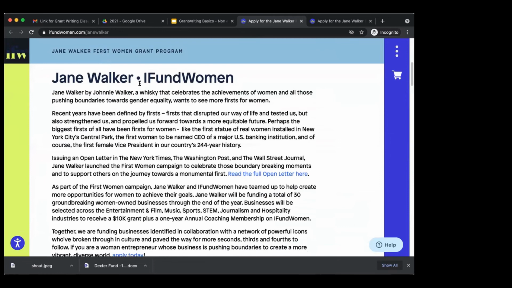So usually an RFP will start out with a little bit of history and overview, and that's what they do here. Jane Walker, I Fund Women. They're talking about the connection with Johnnie Walker, which is a whiskey. And this program celebrates the achievements of women and all of those pushing boundaries towards gender equality. And that program wants to see more firsts for women.